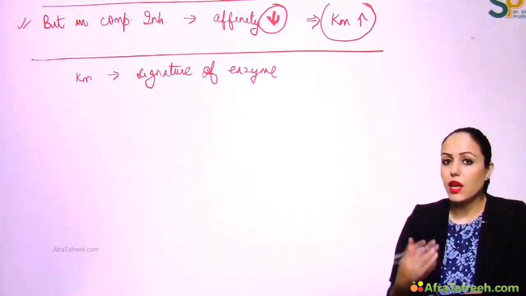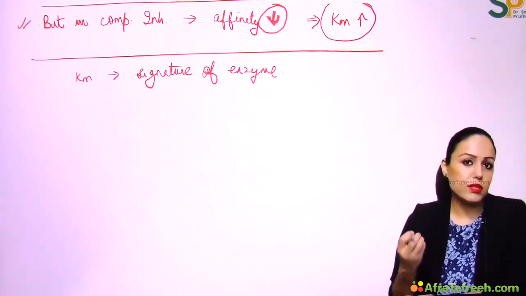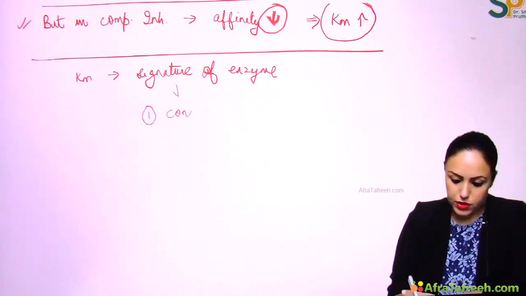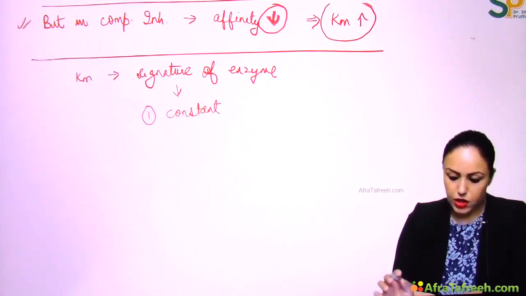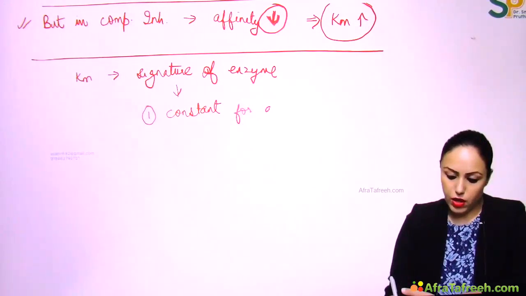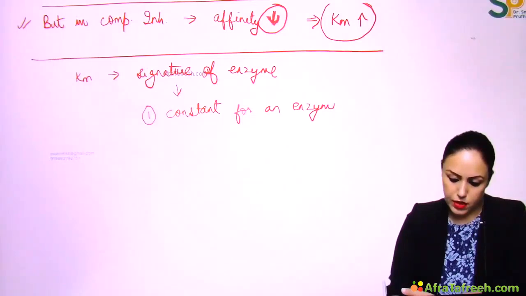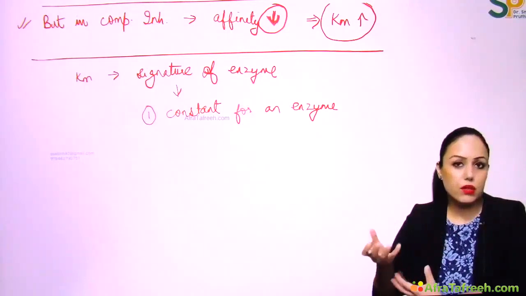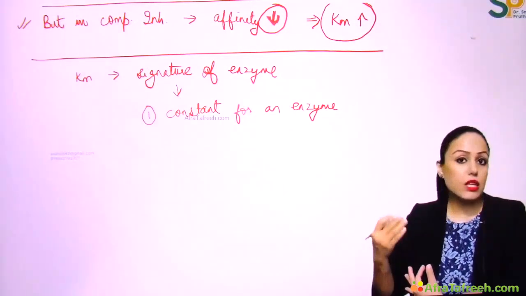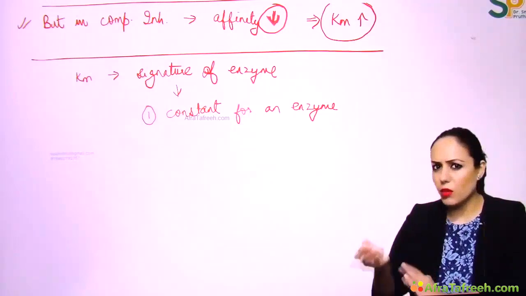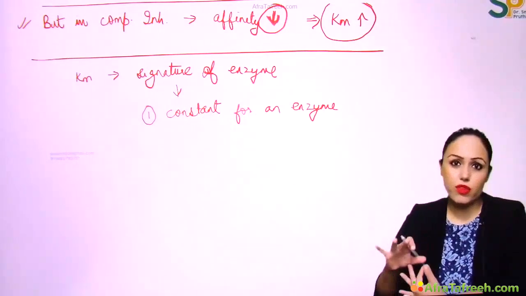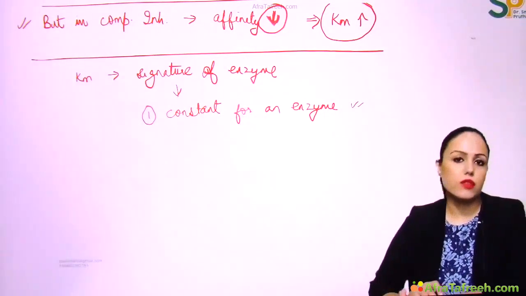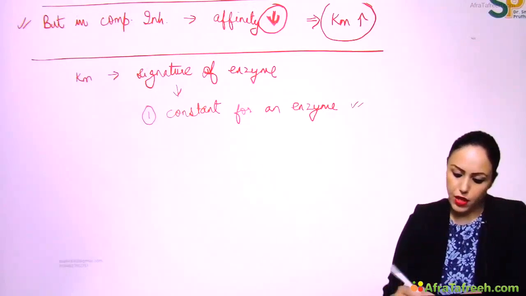Like human beings have their signature. Signature means constant, right? So number one meaning of this signature is, first point, that it's constant for an enzyme. Like, let's say a human being, there's one person, he'll make same signature on Monday, same on Tuesday, same in January, same in February, right? So it's constant. Signature means constant. Similarly, it is constant for one enzyme, right?